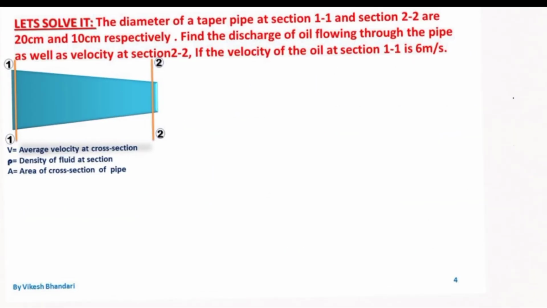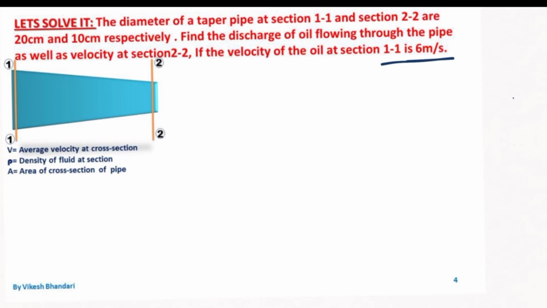The diameters of the tapered pipe at section 1 and section 2 are 20 and 10 cm respectively. Find the discharge of the oil flowing through the pipe. Also find the velocity at section 2. Suppose the velocity at section 1 is 6 meters per second. This is the question given here.